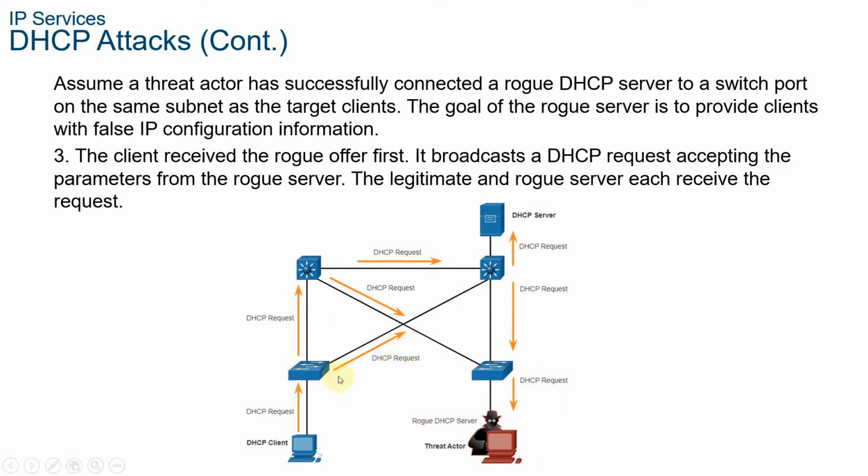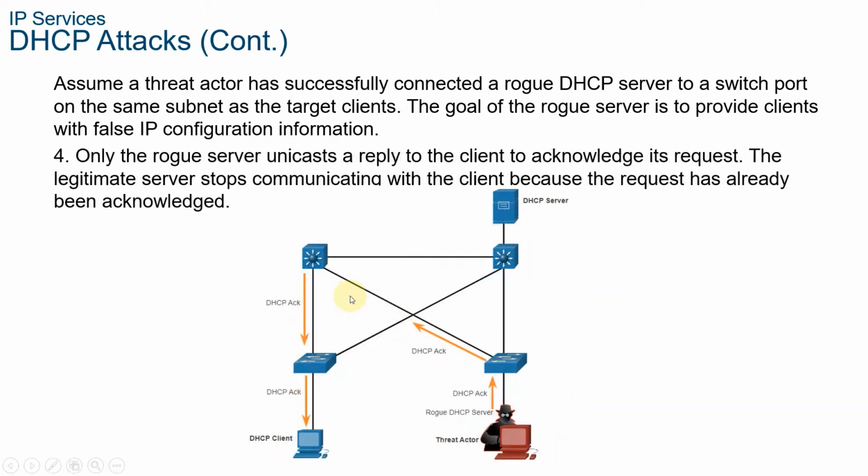Next, the client accepts the rogue DHCP request. In this scenario, the client received the rogue offer first. It broadcasts a DHCP request accepting the parameters from the rogue server. The legitimate and the rogue server each receive the request. And next, the rogue DHCP server acknowledges the request.